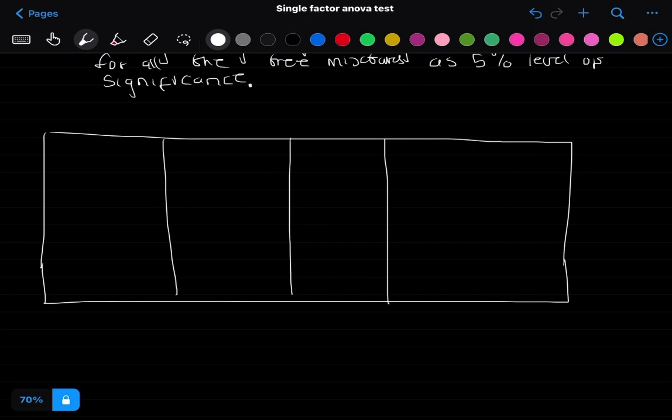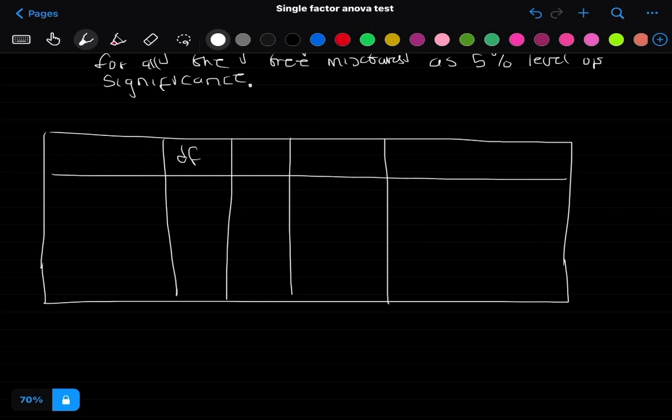Now, this will be the column for the degrees of freedom, column for the sum of squares, the mean squares, and the test statistic. This will be the treatment, and the error, and then the total row.